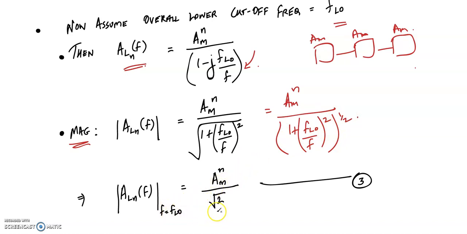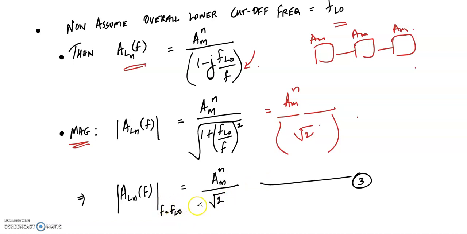At F equal to FL naught, what happens to the gain? It becomes total AM whole raised to n by root 2. Because when F is equal to FL naught, FL naught by FL naught is equal to 1. 1 the whole square is equal to 1 itself. 1 plus 1 is 2. And 2 raised to 1 by 2 is root 2. That's how you get AM whole raised to n by root 2. We have got this much.